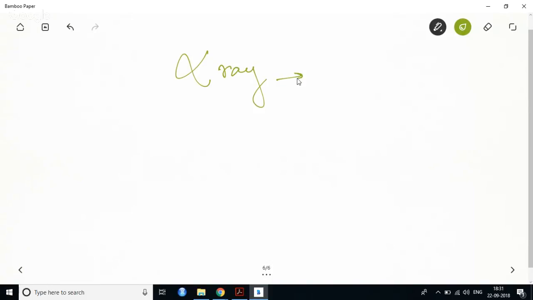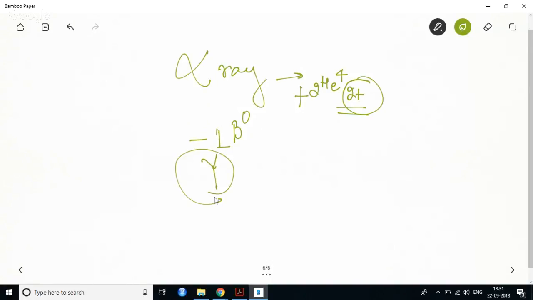So how do you represent a helium ion? 2He4, and you have two positive charges because they have lost electrons, so there would be two positive on it. How do you represent beta? Beta is represented like this: -1 B0. You can call it +2 here also. And gamma rays would be something like this. So that is how you represent alpha, beta, and gamma.